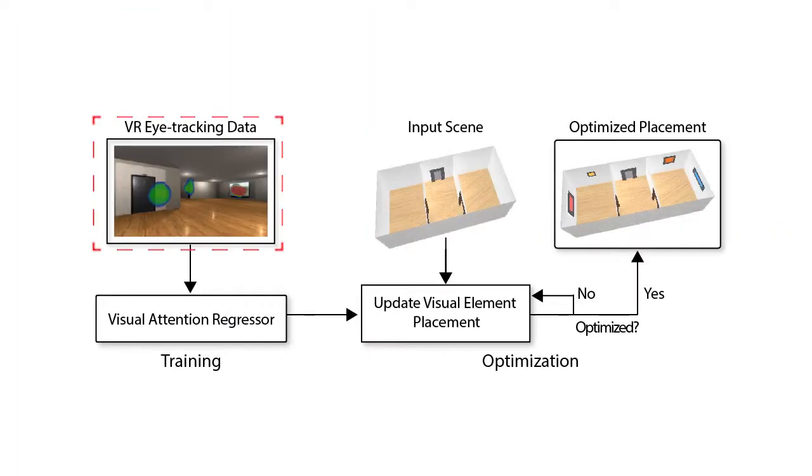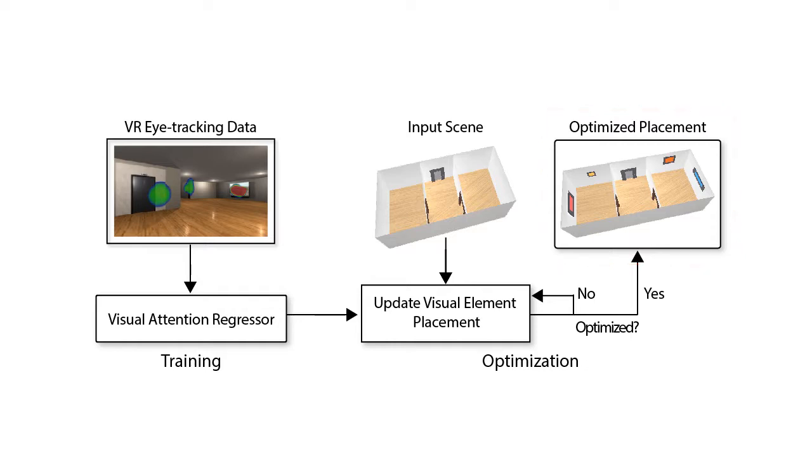Our eye tracking dataset was obtained from users who navigated our virtual environments while wearing the Fove VR headset. We trained a regression model with the eye tracking data. The model essentially learned the relationship between some features of the elements and the visual attention they received. Given a visual element placement in a 3D scene, the trained regressor can predict the gaze duration it's likely to receive. In our optimization step, we automatically place visual elements in the input environment until a total gaze duration target is satisfied.